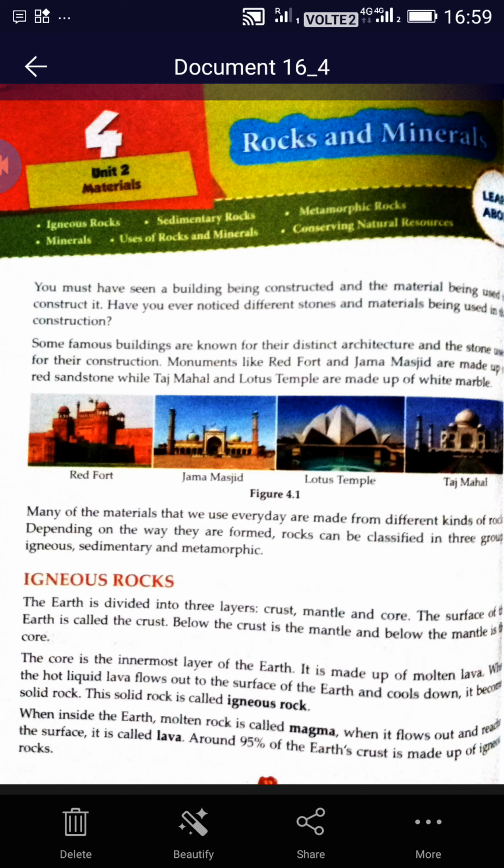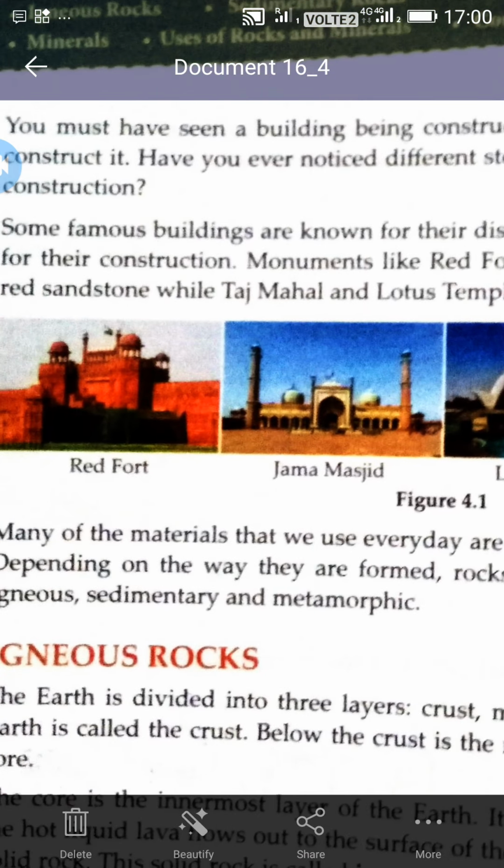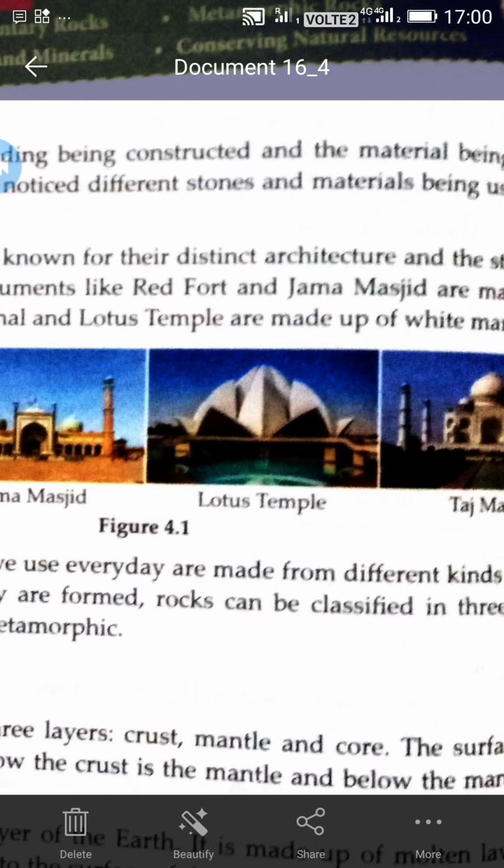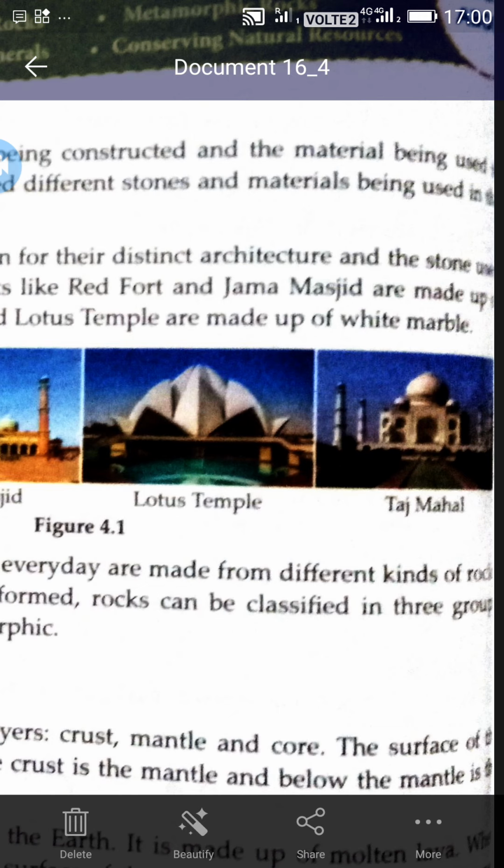Now, some famous buildings are known for their distinct architecture and the stone used for their construction. There are many famous buildings in India which are known for their distinct, that is unique architecture. Architecture means their designing and the stone used for their construction. Monuments like Red Fort and Jama Masjid are made up of red sandstone, while Taj Mahal and Lotus Temple are made up of white marble.